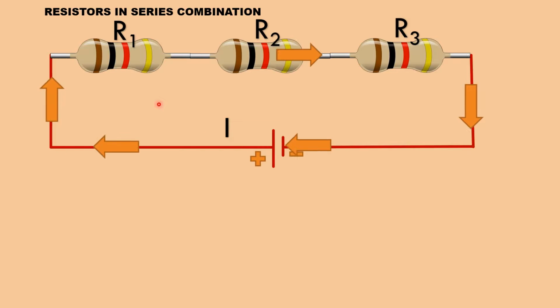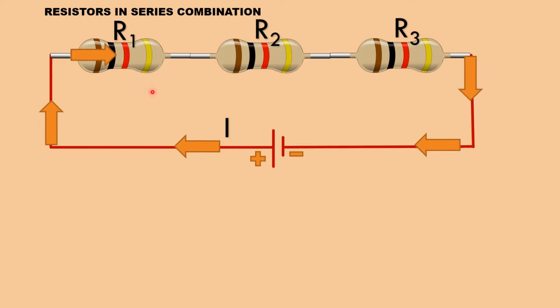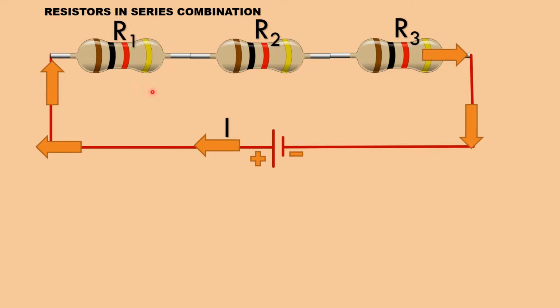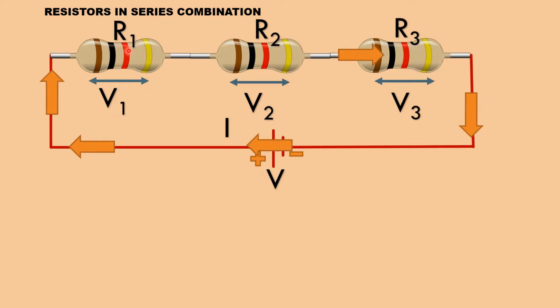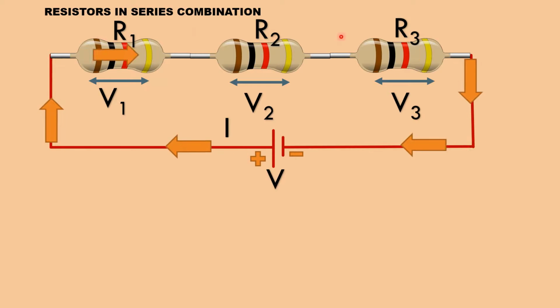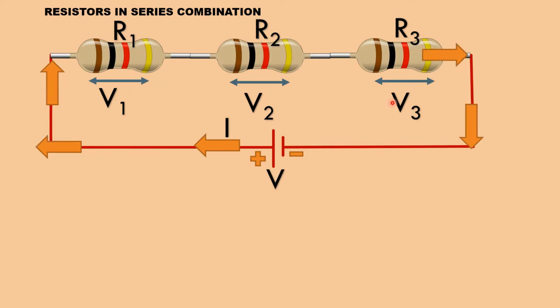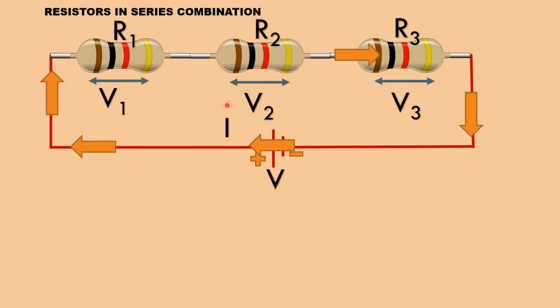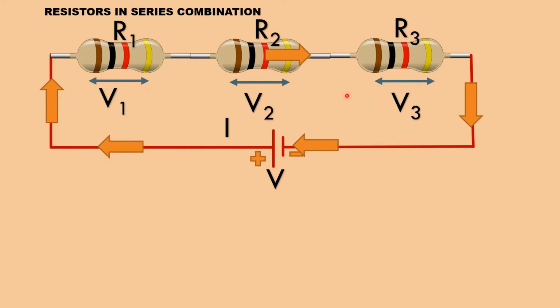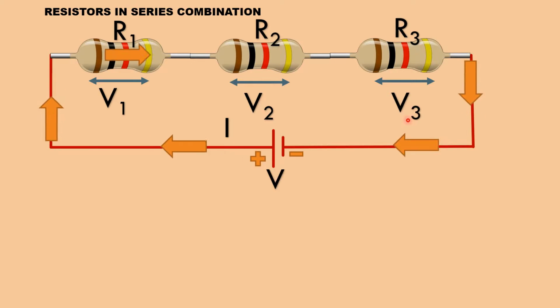We know that whenever a current of I ampere is allowed to flow through a resistor, a voltage will be dropped across the resistor. So that is Ohm's law, V is equal to IR. Here the potential applied is V. Because of the different values of the resistors R1, R2, R3, the potential developed across the resistors also differs. So V1 be the potential developed across R1, V2 be the potential developed across R2, and V3 be the potential developed across R3.